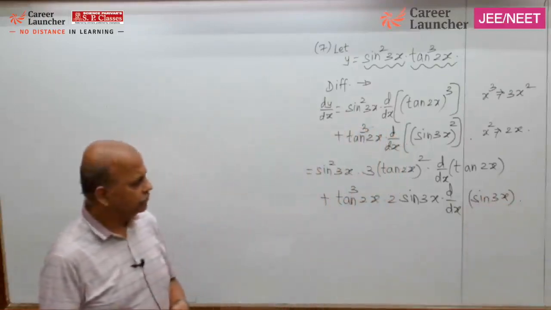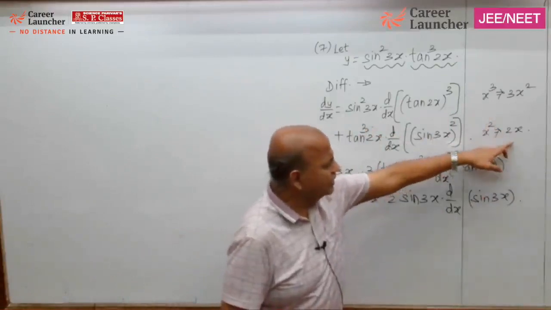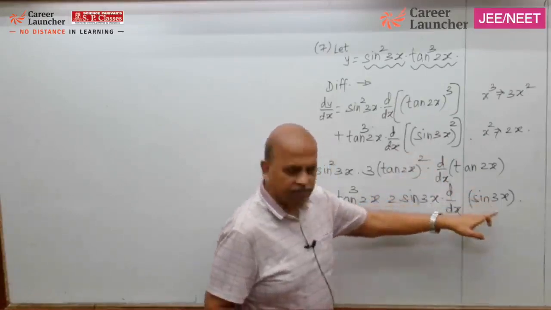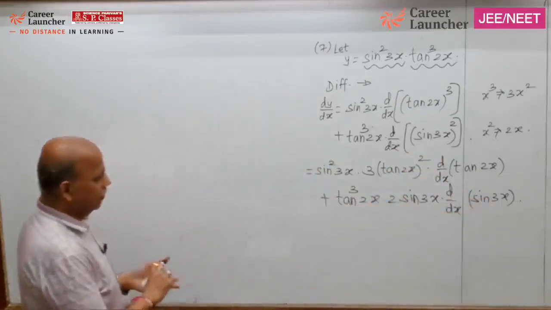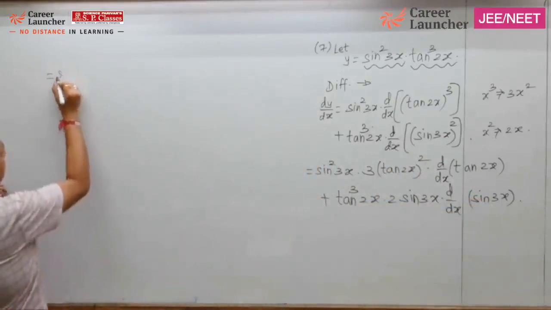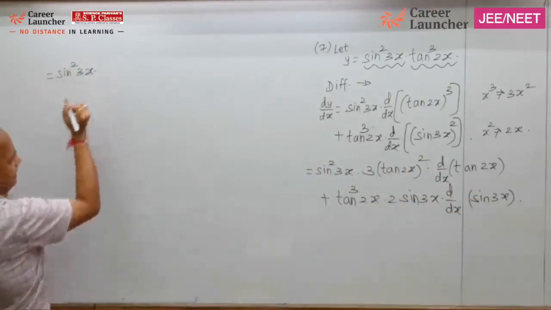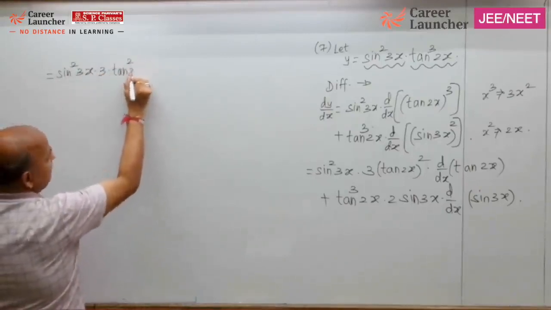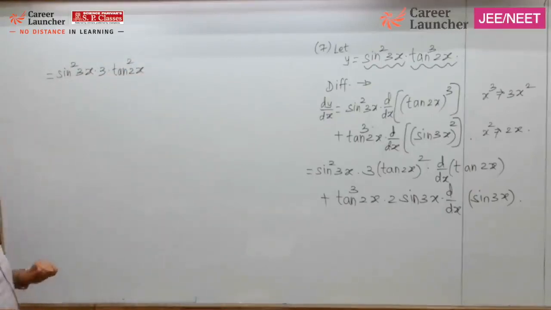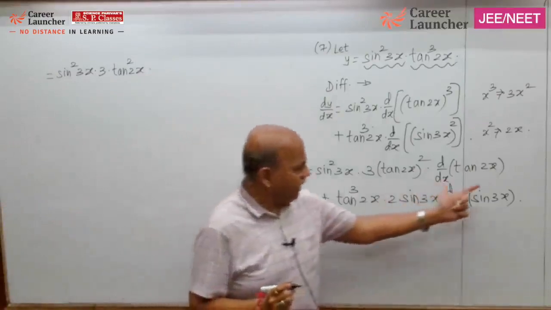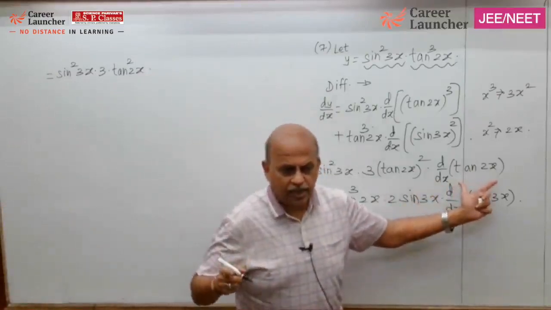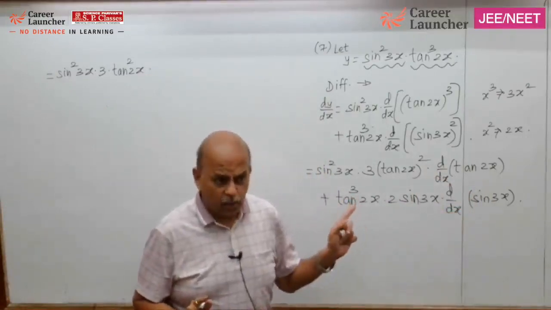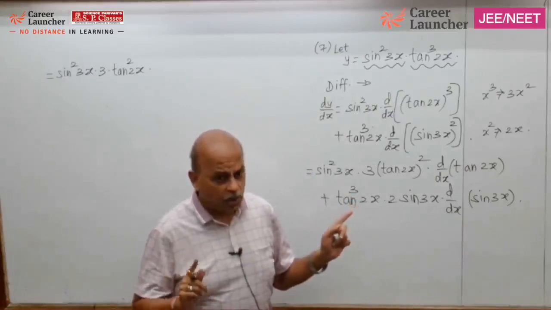Getting it or not? Look, x square, 2x. So the formula is: 2 into sin 3x, further multiplied by the derivative of the composite part. Now tell me what it is. Sin square 3x as it is, correct? 3 into tan square 2x as it is. Now we can write tan square 2x. Once again a chain rule, because we don't have a formula for tan 2x. This is definitely chain rule.